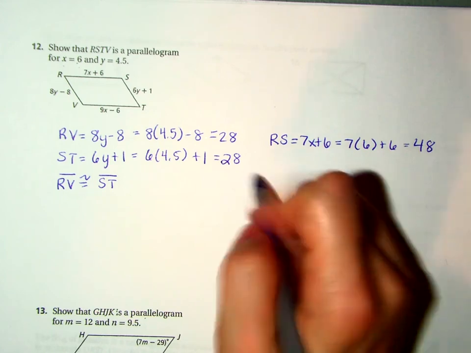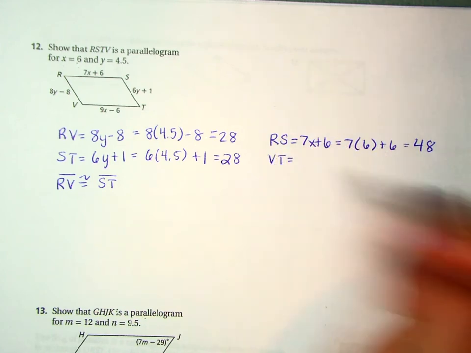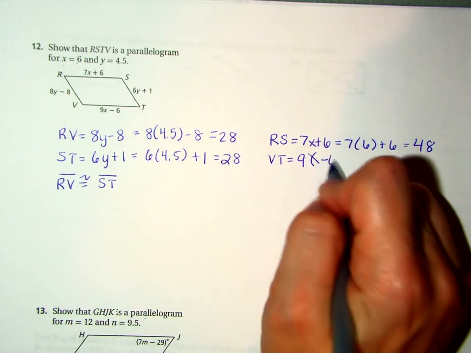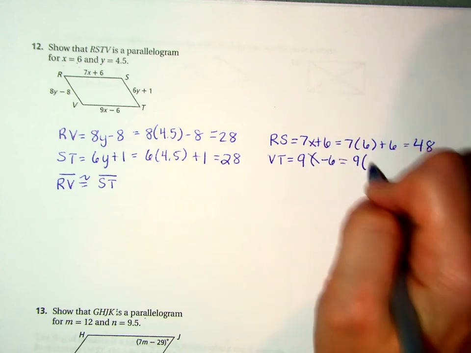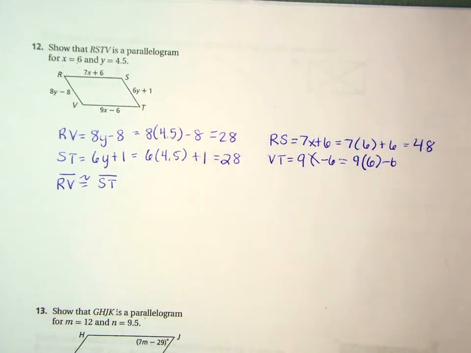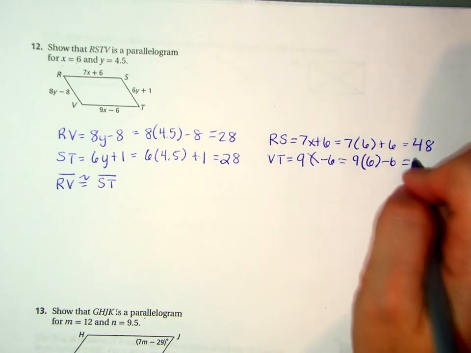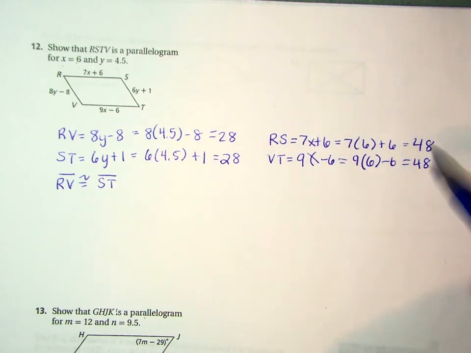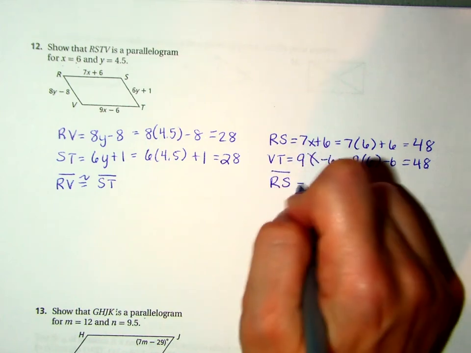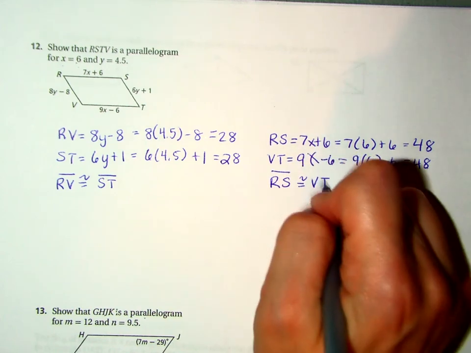And then let's do it again for the VT side. The VT side is 9 times x minus 6. So it's 9 times, we already said that the x was going to be a 6 that we plug in, minus 6. So when we have 9 times 6 minus 6, we're going to get a total of 48. What does that mean? These two sides are equal in length, which means that if their measures are equal, it also means these segments are congruent.